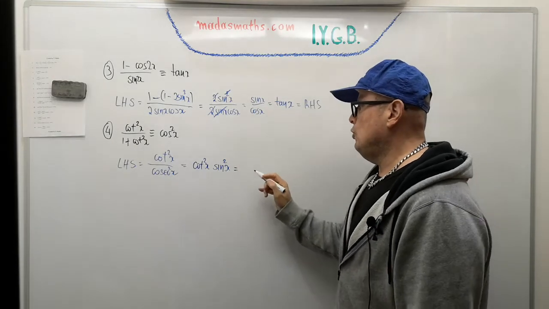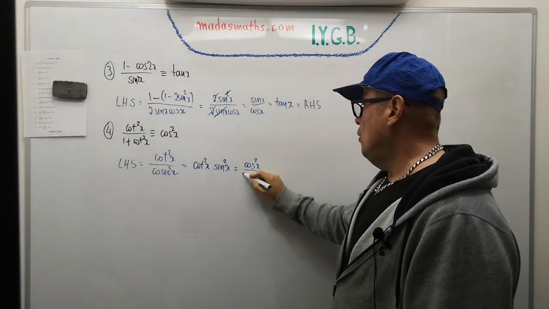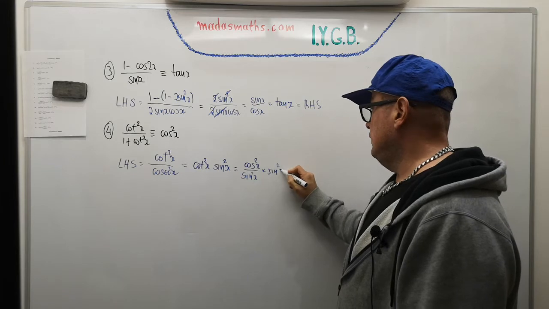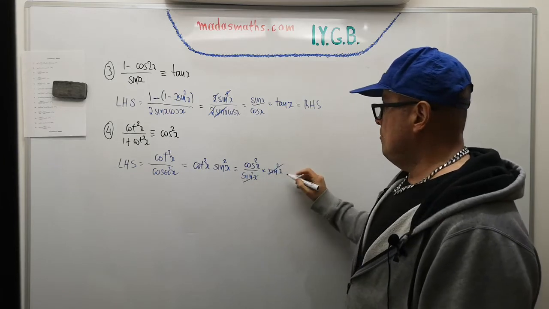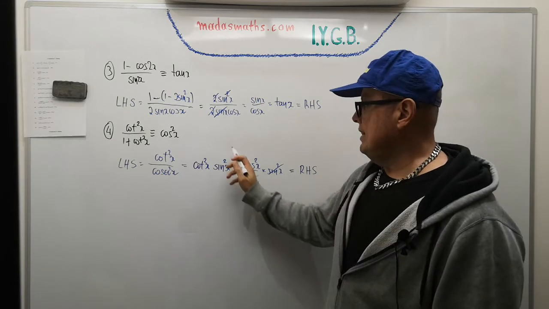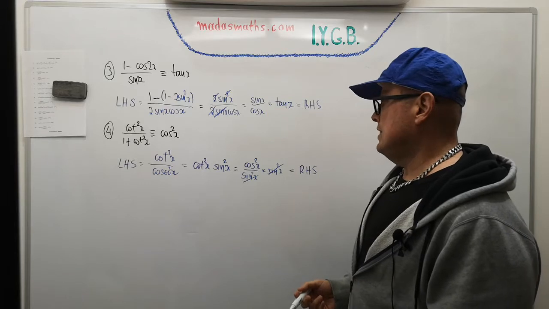Now I'm going to switch into sines and cosines, so I have a cos squared x over a sine squared of x times a sine squared of x, which perfectly gives me cos squared x, which of course is my RHS. Okay, I think this step is much nicer to do, because it avoids mistakes.